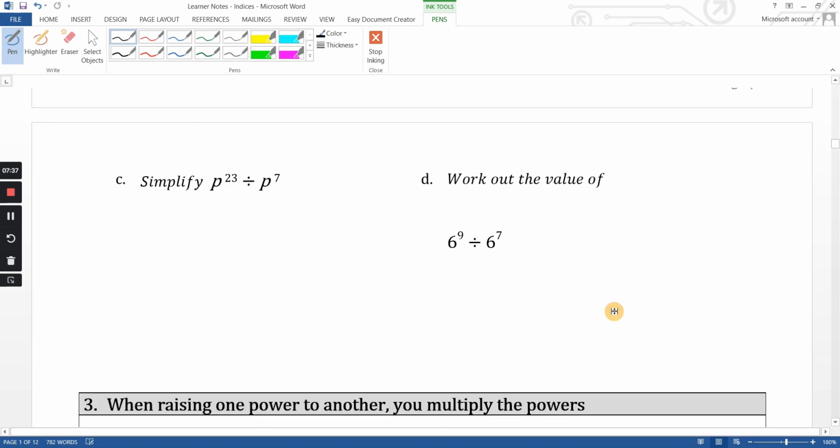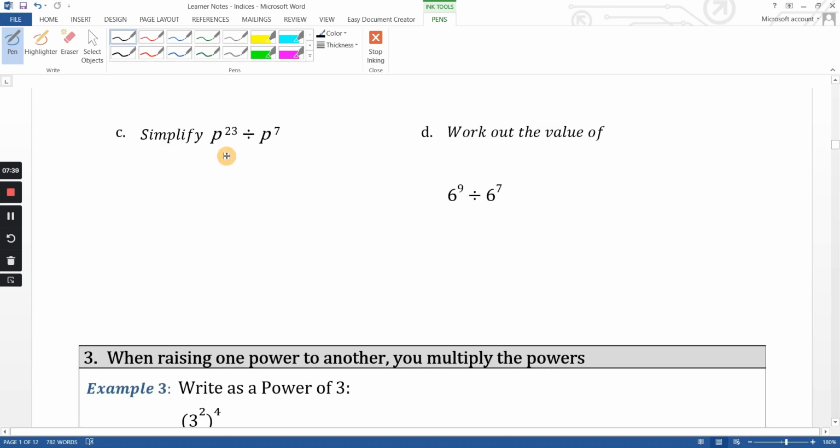On the next page, simplify this again. P to the power 23 take away 7. What's that? P to the power 16.